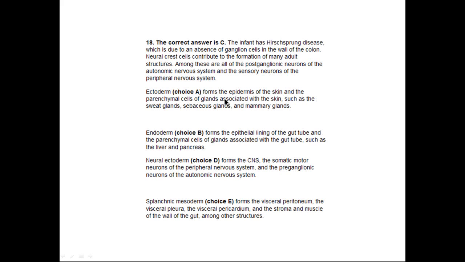Choice A, ectoderm, forms the epidermis of the skin and the parenchymal cells of glands associated with the skin. It also forms most of the nervous system. Endoderm forms the epithelial lining of the gut tube and the parenchyma of glands associated with the gut tube, such as the liver and pancreas. Neural ectoderm, I kind of mentioned that there, forms the CNS, the somatic motor neurons of the peripheral nervous system, and the preganglionic neurons of the autonomic nervous system. Splanchnic mesoderm forms gut muscle and membranes, the visceral peritoneum, the visceral pleura, the visceral pericardium, and the stroma and muscle of the wall of the gut.